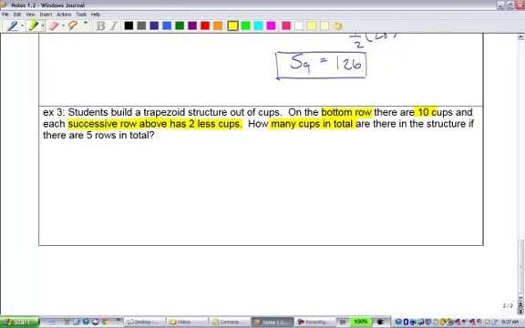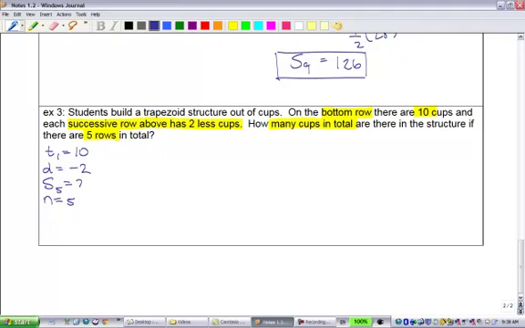So that's an important term as well, and we're talking about 5 rows. So each of these things we could pick off. On the bottom row there are 10 cups. Each successive row has 2 less cups. How many cups in total means we're looking for a sum if there are 5 rows. Again, we don't know the final term 5. Certainly we could just add this up by hand.